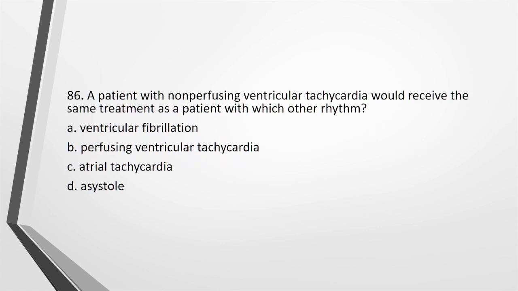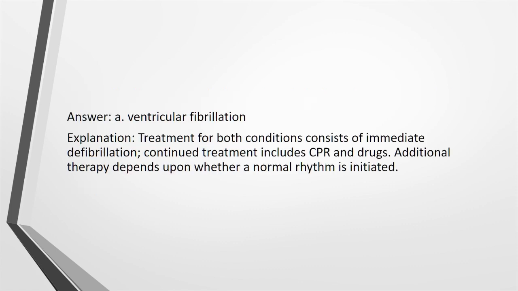86. A patient with non-perfusing ventricular tachycardia would receive the same treatment as a patient with which other rhythm? A. Ventricular fibrillation. B. Perfusing ventricular tachycardia. C. Atrial tachycardia. D. Asystole. Answer: A. Ventricular fibrillation. Explanation: treatment for both conditions consists of immediate defibrillation. Continued treatment includes CPR and drugs. Additional therapy depends upon whether a normal rhythm is initiated.